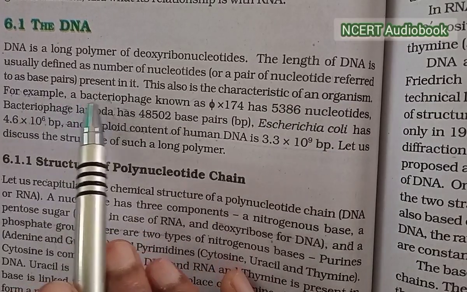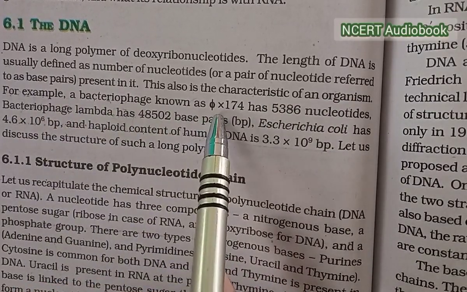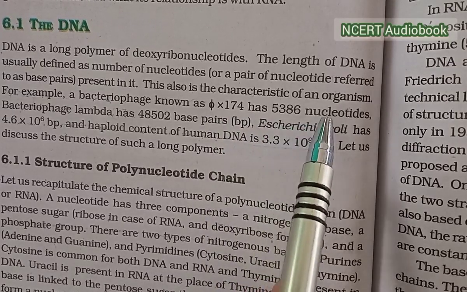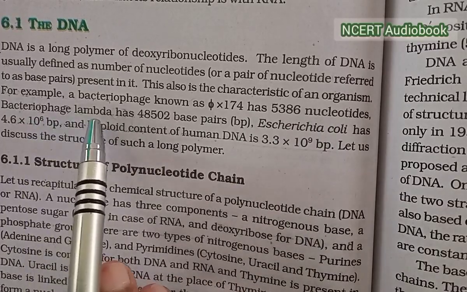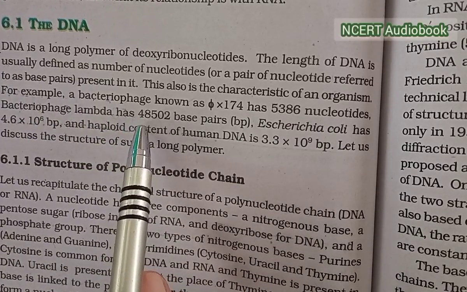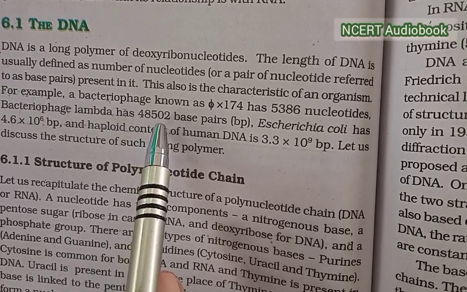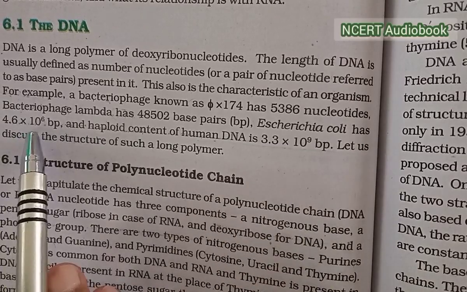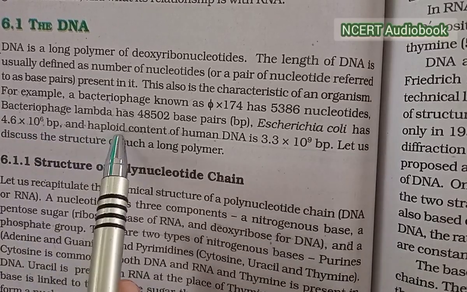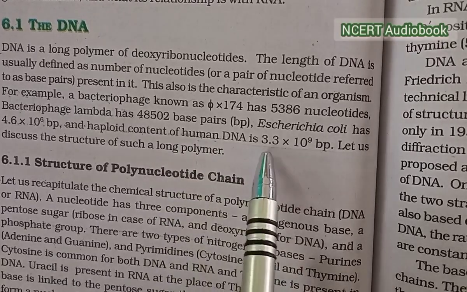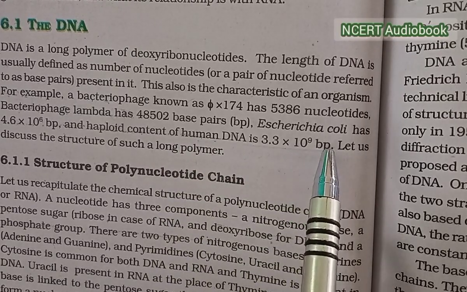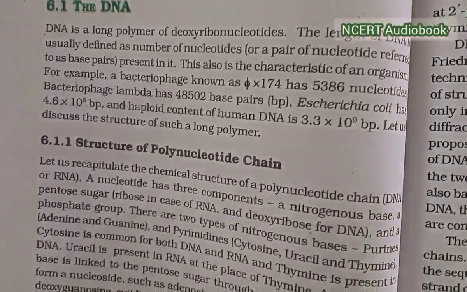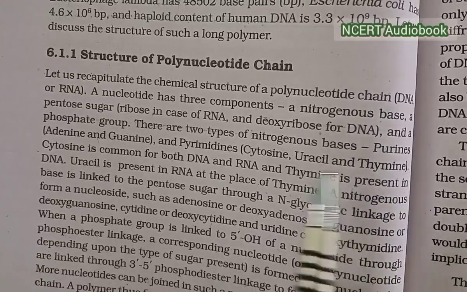For example, a bacteriophage known as phi X 174 has 5386 nucleotides. Bacteriophage lambda has 48,502 base pairs. Escherichia coli has 4.6 × 10^6 base pairs, and the haploid content of human DNA is 3.3 × 10^9 base pairs. Let us discuss the structure of such a long polymer. Structure of a polynucleotide chain.